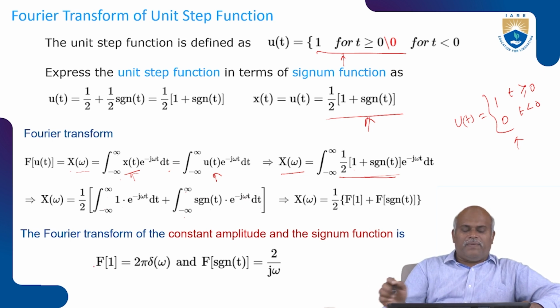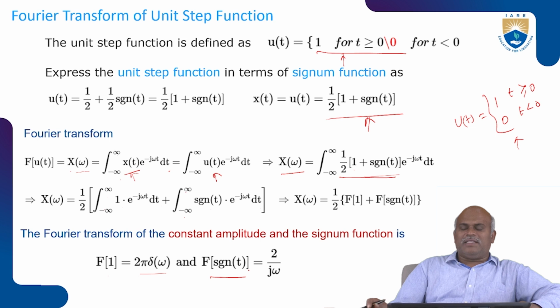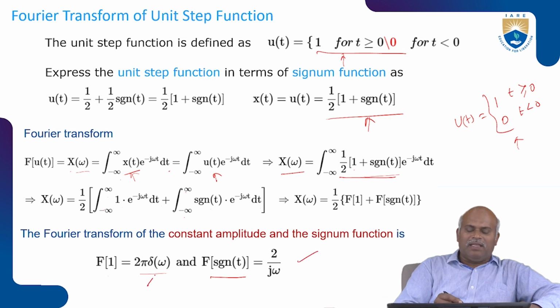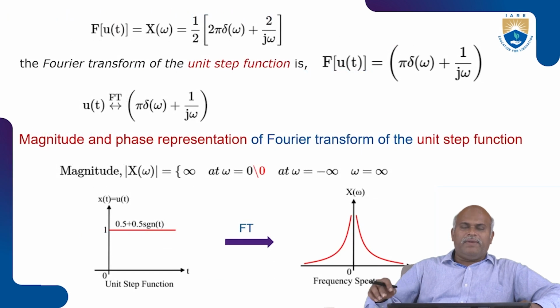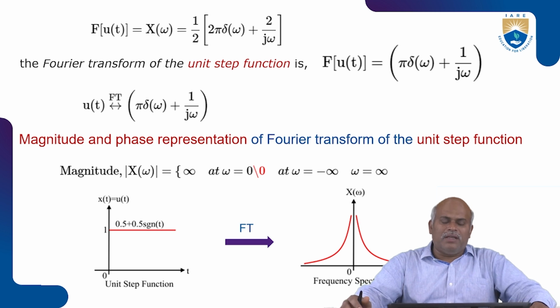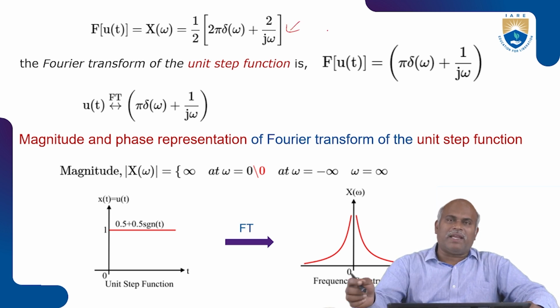We write, for the Fourier transform of a constant amplitude and the sgn function: F of 1 is represented as 2 pi delta of omega, and F of sgn of t is equal to 2 by j omega. This we find, this we also know. If we take the Fourier transform of 1, that is equal to 2 pi delta of omega. Now we should add both. F of u of t, that is X of omega, is equal to 1 by 2 times 2 pi delta of omega plus 2 divided by j omega. So this is the case we found previously.